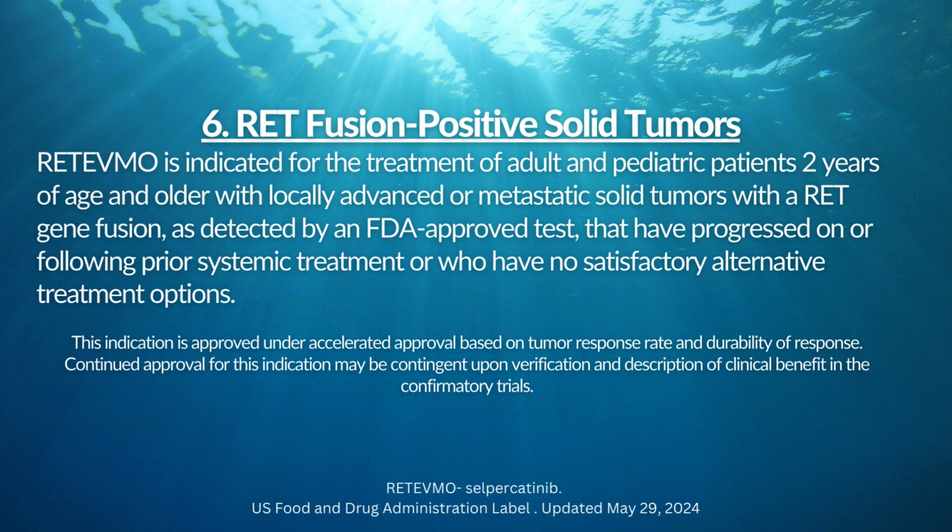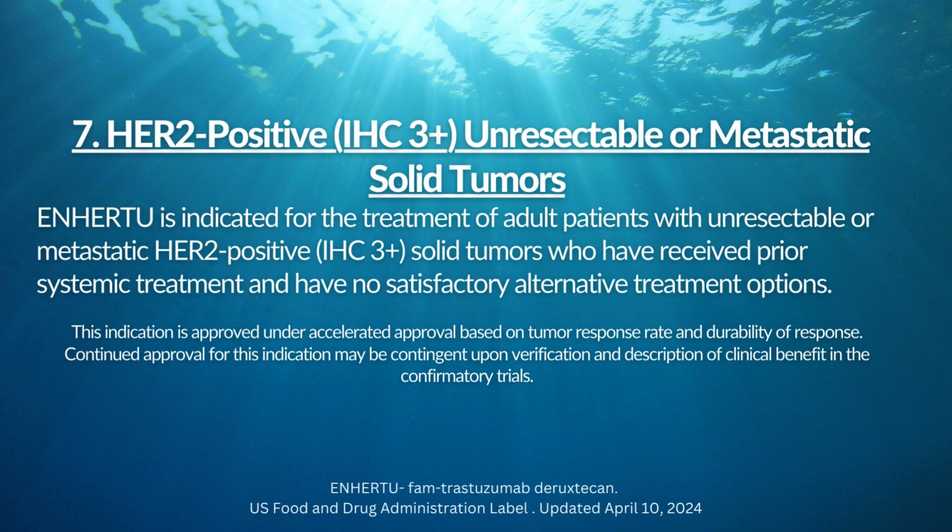And then we move on to the RET fusions. With the RET fusions, then we have the approval of selpercatinib. This is approved for patients, either adult or pediatric patients with advanced or metastatic solid tumors that have a RET gene fusion and that have progressed on prior systemic therapies and they don't have any other alternative treatment options. And then we have HER2 positive disease by immunohistochemistry.